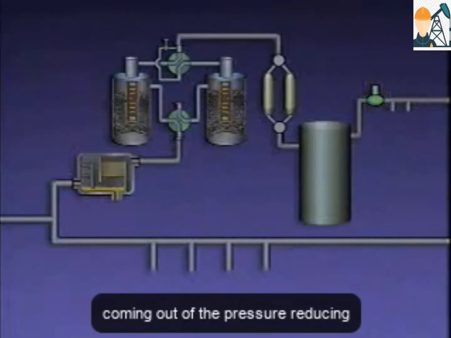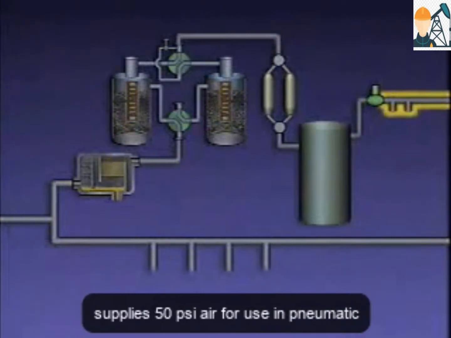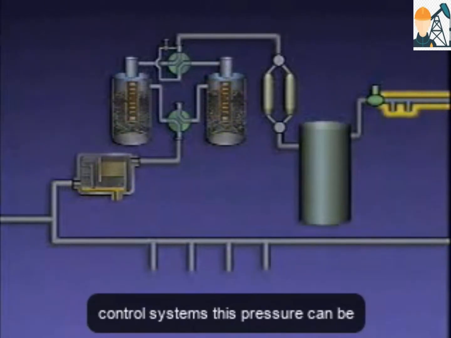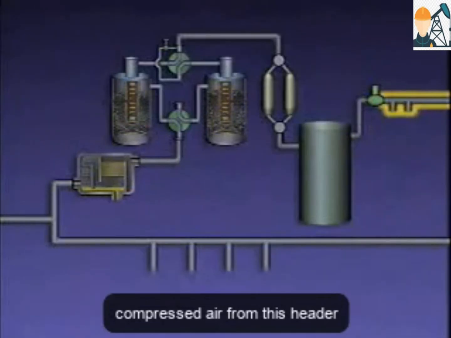The compressed air coming out of the pressure-reducing valve is distributed by an instrument air header. The instrument air header supplies 50 psi air for use in pneumatic control systems. This pressure can be further reduced by the devices that get compressed air from this header.